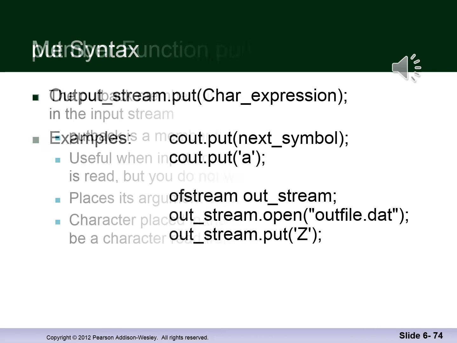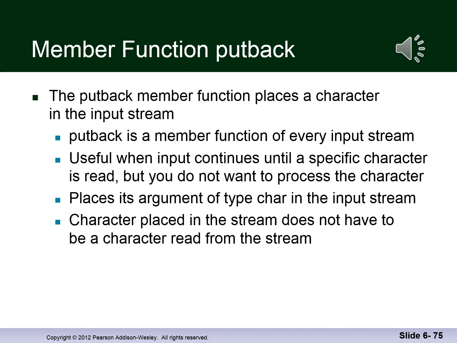There are going to be cases where you're reading with a loop and you read in a particular character that stops the loop, a sentinel value, if you will. Once you've read it, it's out of the input stream. The putback member function places that last character back in the input stream. So the next time you start reading input from the input stream, it starts with the character that terminated the loop. Putback is a member function of every input stream, and as I mentioned, it's useful when input continues until a specific character is read, but you do not want to process that character.